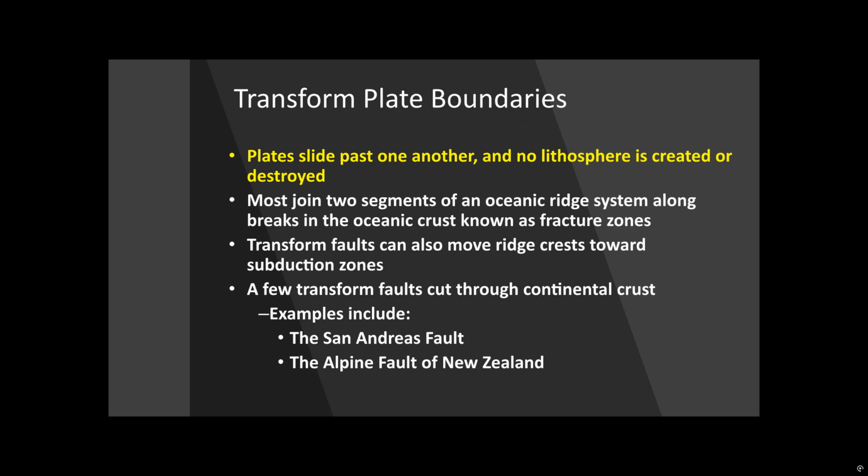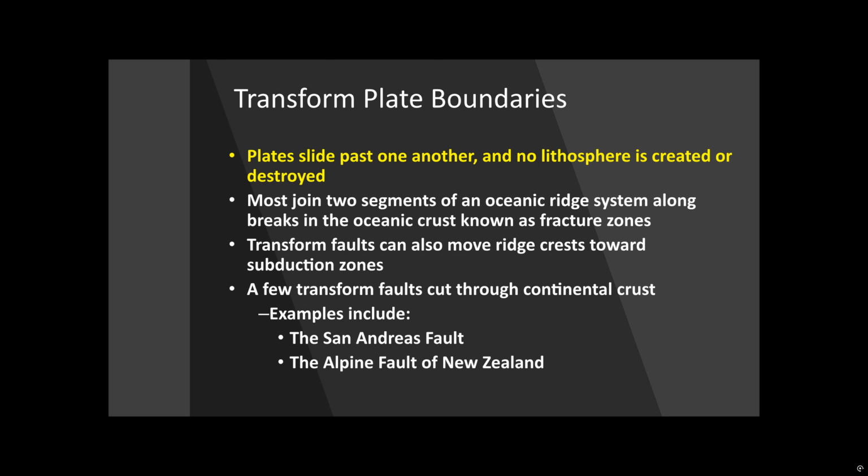The third type of plate boundary is the transform plate boundary. These are where plates slide past one another and no lithosphere is created or destroyed. Most of these transform plate boundaries join two segments of an oceanic ridge system along breaks in the oceanic crust, which are known as fracture zones. Transform faults can also move ridge crests towards subduction zones.